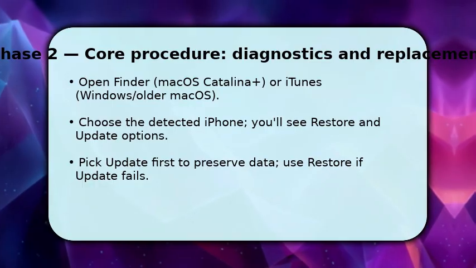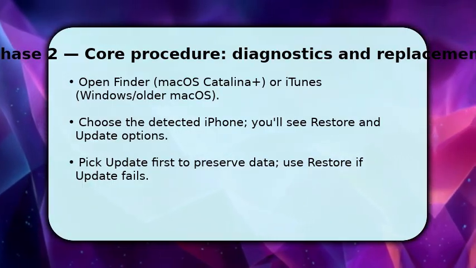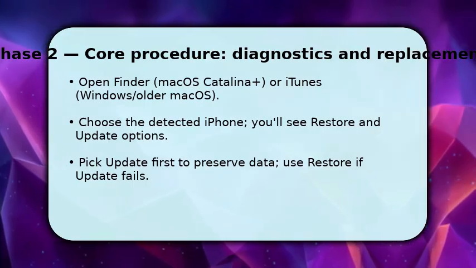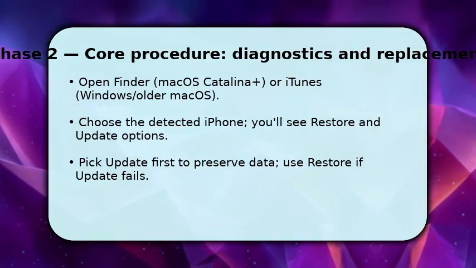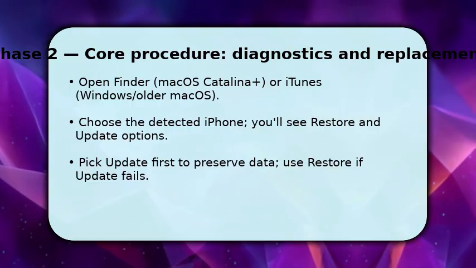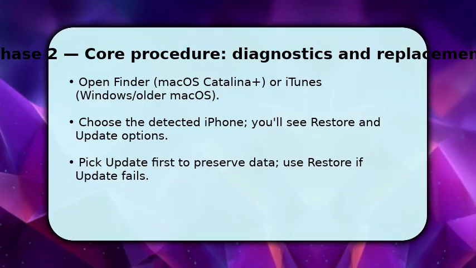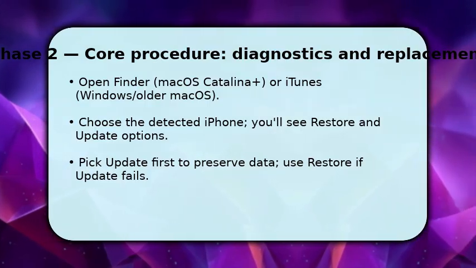Select it. You will get two choices, update or restore. Choose update first because it reinstalls iOS without erasing data. The tool will download the latest firmware and apply it. If the download fails or update stalls, select restore. This erases the device but resolves deeper software corruption.